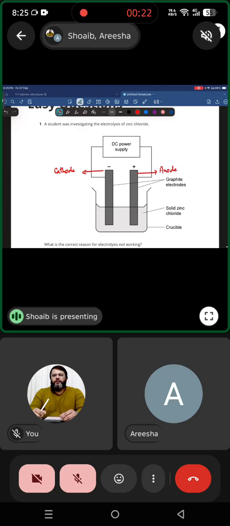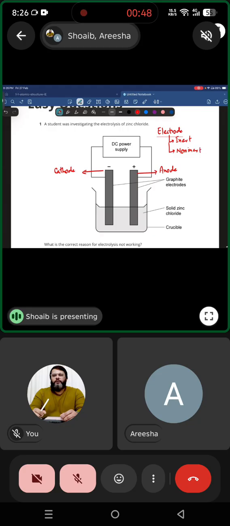These are the two terminals which are connected with the battery, and these two rods are known as electrodes. So the electrodes are of two types. One type of electrode is known as inert electrode, and the other type is the non-inert electrode.